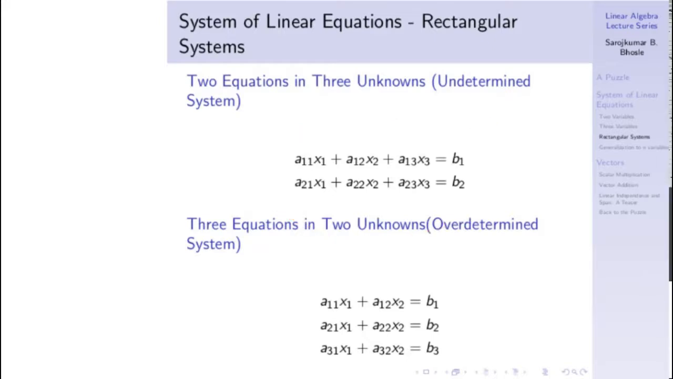To solve for 3 unknowns we need 3 equations. Remember that. Then there is a system of 3 equations in 2 unknowns. This is an overdetermined system because we have only 2 unknowns and we have 3 equations. So obviously there is a chance that a solution may exist, or in some cases the third equation may make the solution non-existent. So it does not guarantee that the solution exists, but this is an overdetermined system. We don't need 3 equations to solve for 2 unknowns.